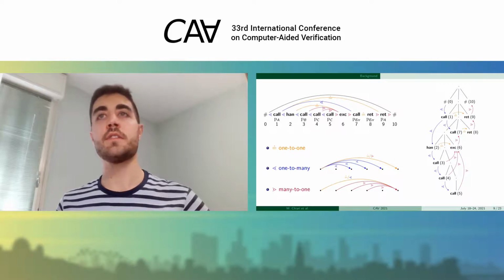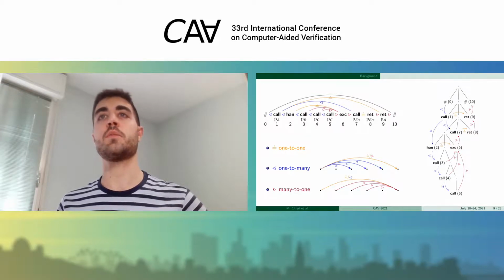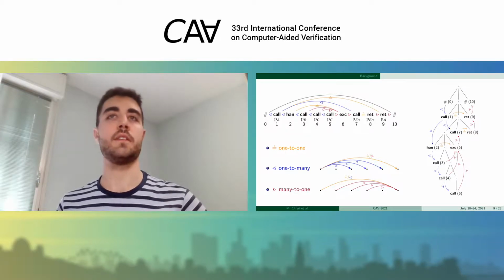And as you can see, the meaning of this structure is related to the meaning that we have in our context. So each call and return pair contains all of the other function calls, handlers, and exceptions that occur during that function call, and also handler and exception pairs contains all the function calls that are protected by that handler.